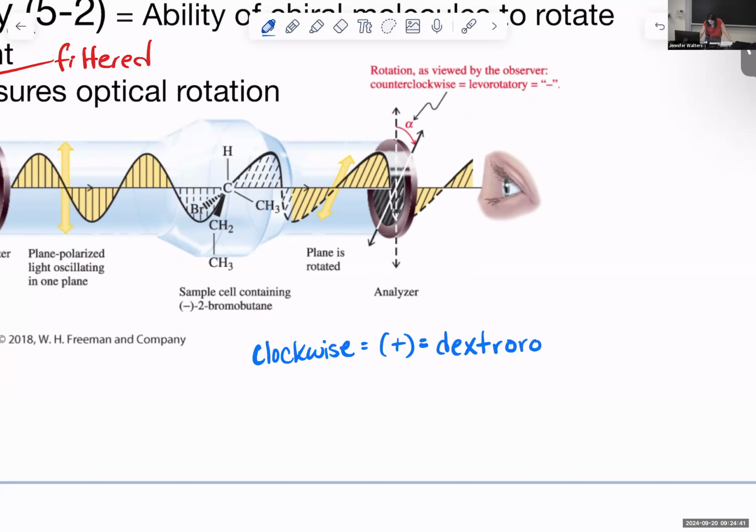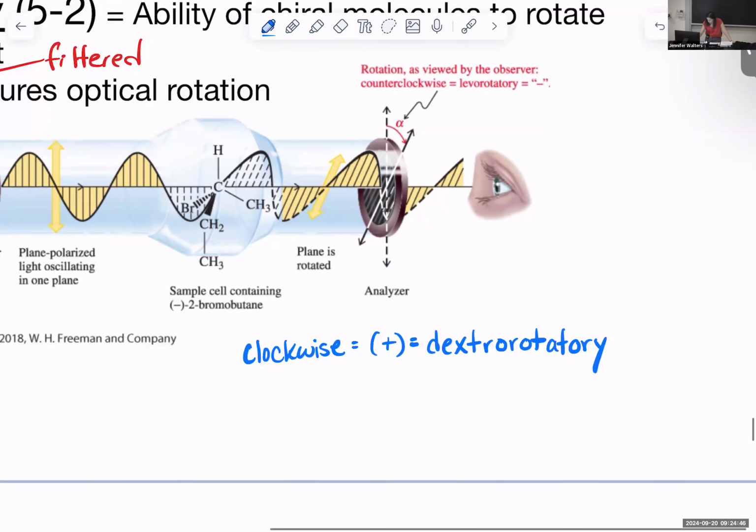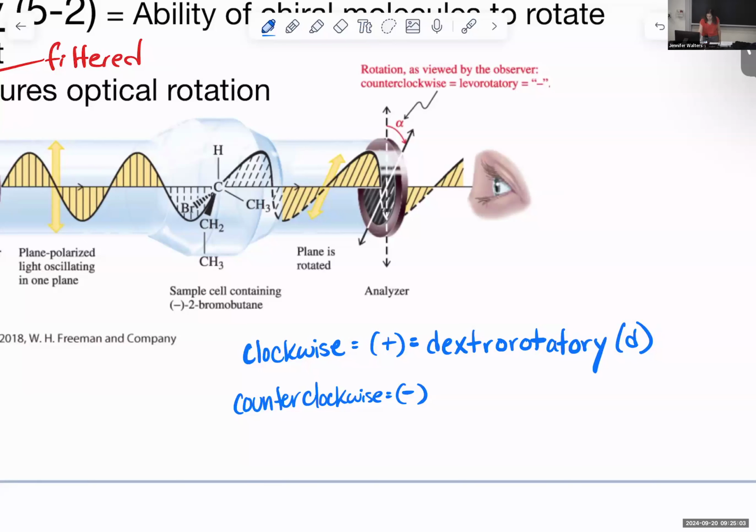D-E-X-T-R-O rotatory, R-O-T-A-T-O-R-Y, which gets abbreviated as just lowercase d. If it is going to be counterclockwise, we're going to say that that is a negative rotation, and that is going to be levorotatory, L-E-V-O rotatory, R-O-T-A-T-O-R-Y. And that gets abbreviated as lowercase l.